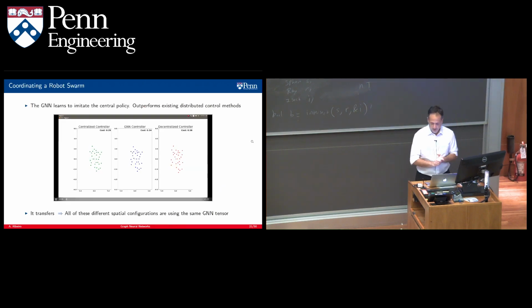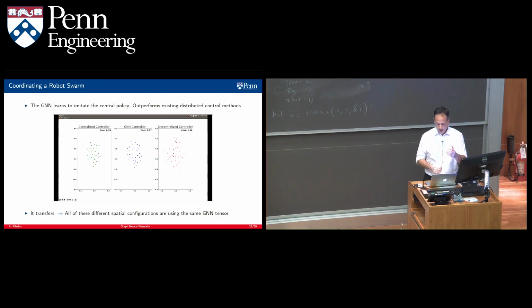And indeed, at the very least empirically, we can demonstrate that this happens. So what you have here are different examples. On the left, in green, you have the centralized controller. In blue, you have the GNN controller, and in green, you have a potential-based local controller. You can see that the blue one is very closely mirroring the central policy. The one that is based on local potentials doesn't mirror it too closely.